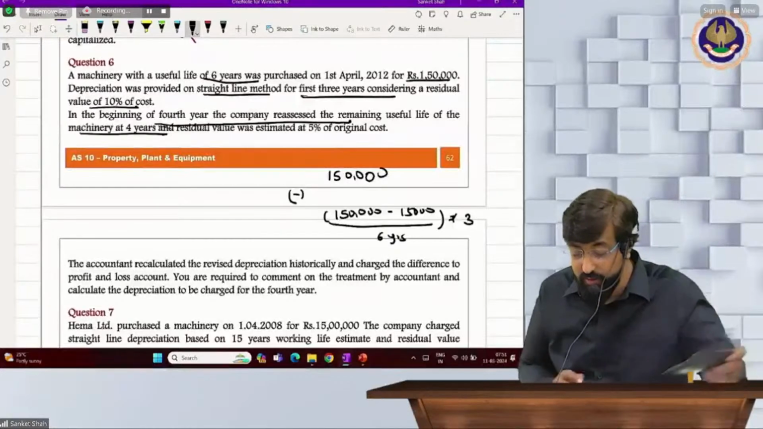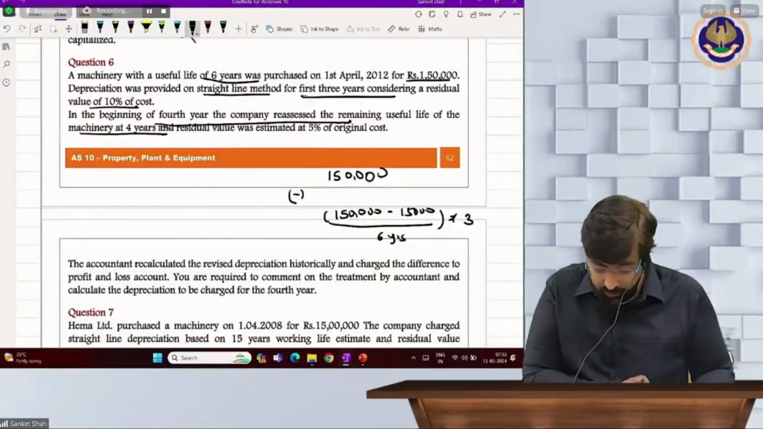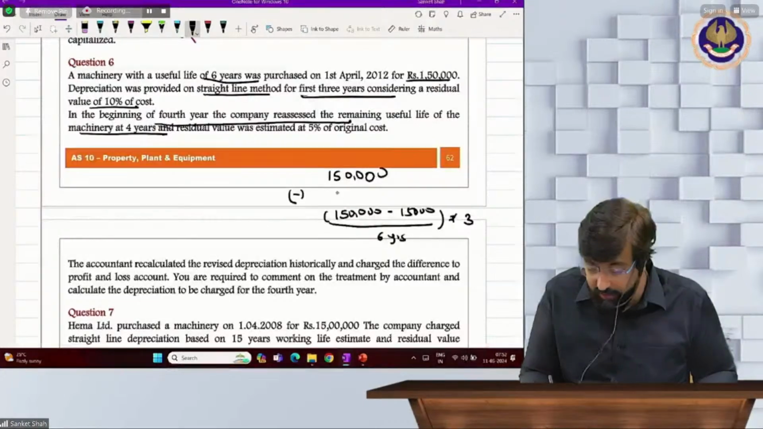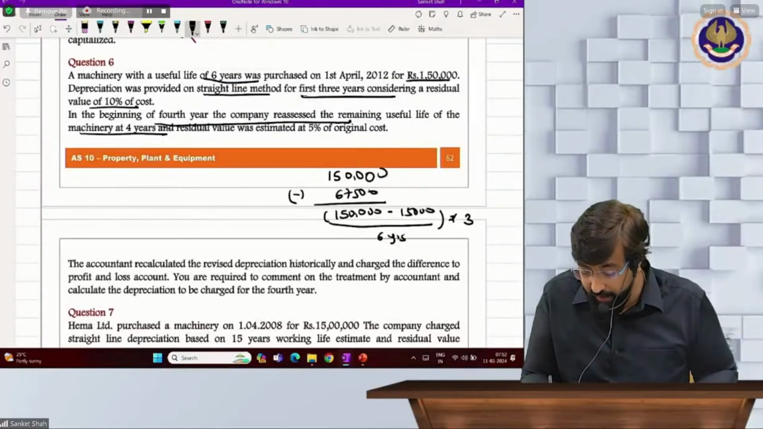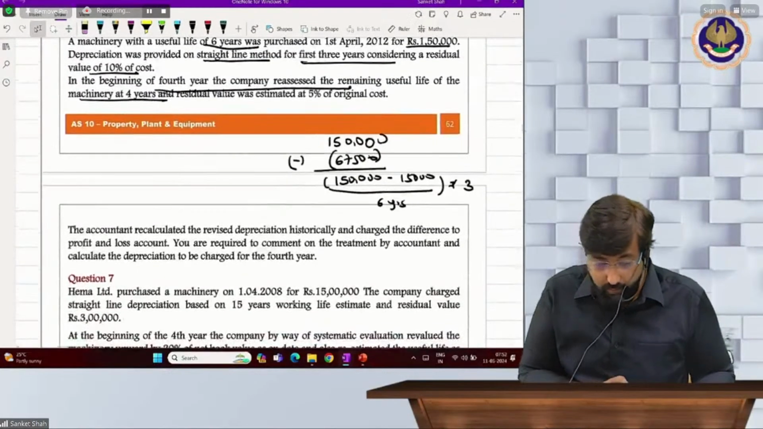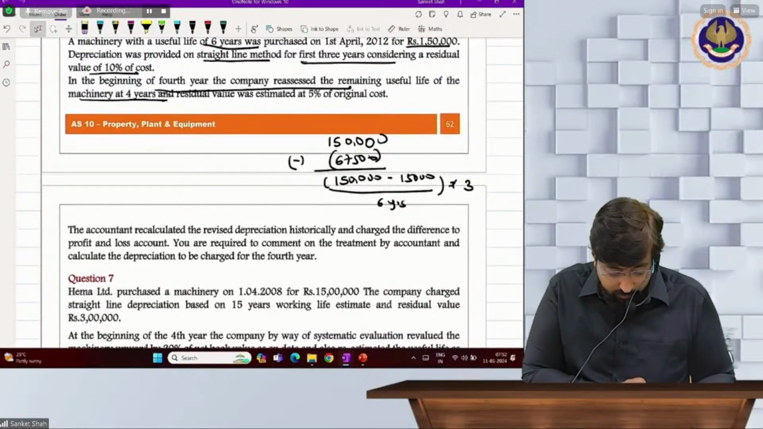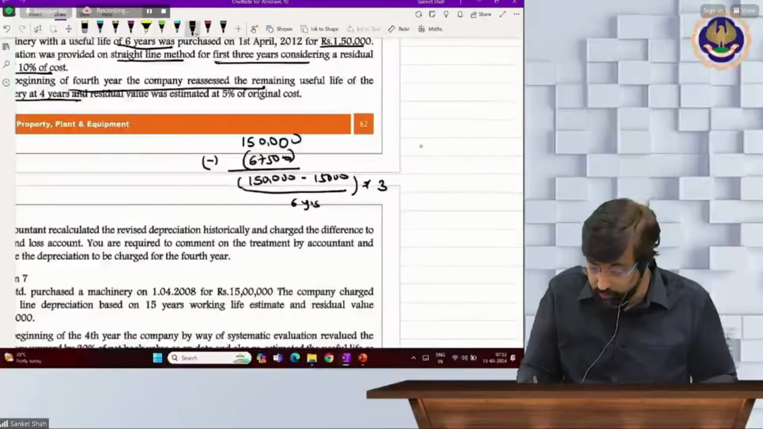So, fourth year says, you have finished with 3 years of depreciation. So, 1,50,000 minus 15,000 divided by 6 years into 3 years. So, what is the answer? 67,500. So, your WDV will be 82,500.